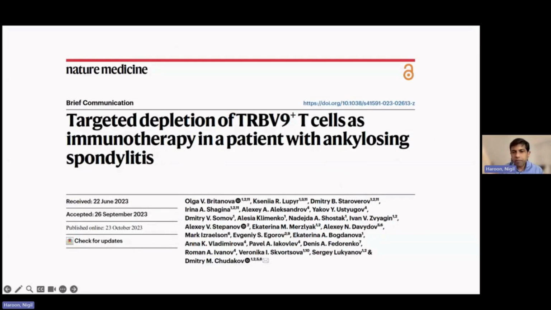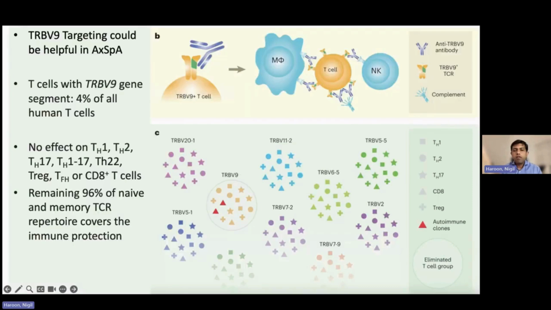Remember that V beta 9 is the T cell that was very recently identified. So let's look at what that is. You have so many T cells in our immune system, of which this particular V beta 9 T cell is only around 4% of all T cells.